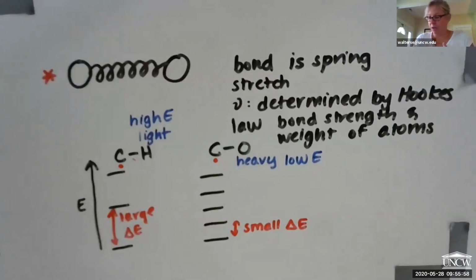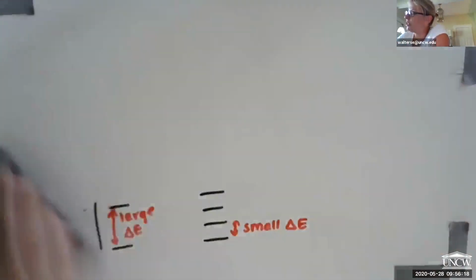All right. Are we good so far before we look at some examples and the things to look for in an IR spectrum? Okay, so a traditional IR spectrum.